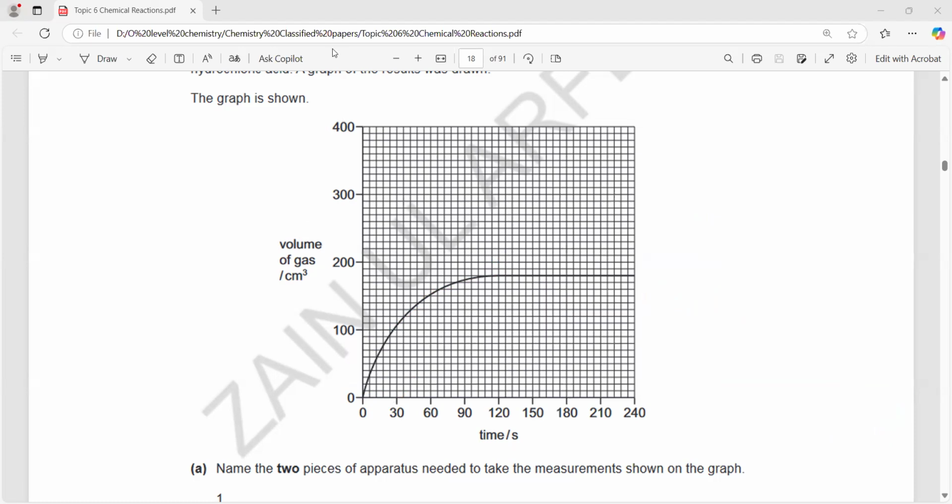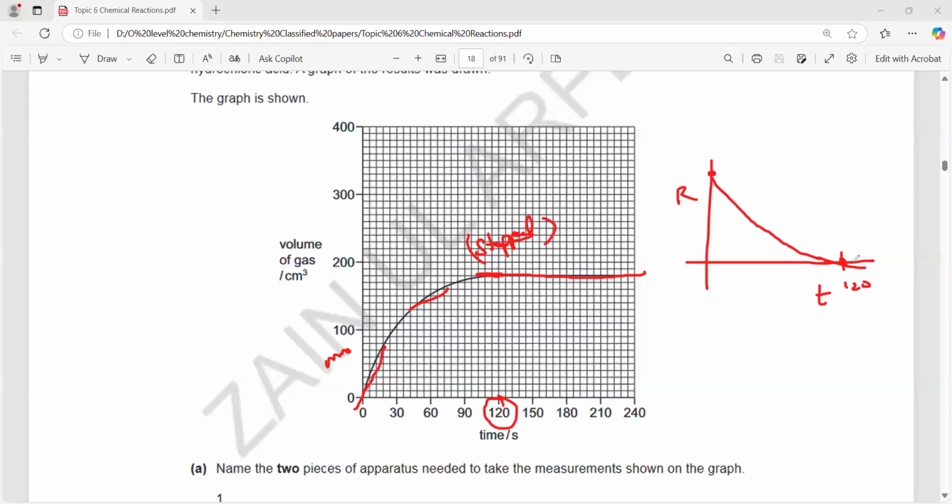Why at 120 is the reaction rate zero? Because at 120 it's a horizontal line. When it is a horizontal line, it means the reaction has stopped. Like this part, the reaction has stopped. And this part, the rate is maximum. And here the rate is starting to decrease. That's why when we sketch a graph for rate and time, when we reach 120, the rate is zero. And this is the beginning. So the reaction rate decreases until we reach 120.